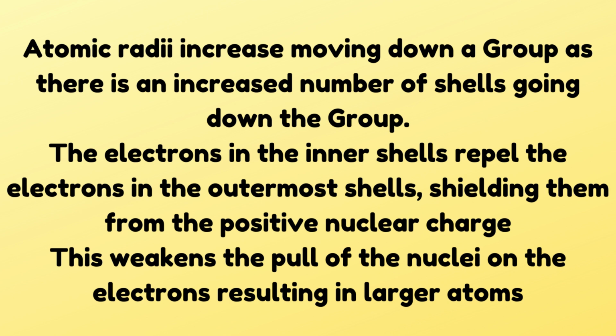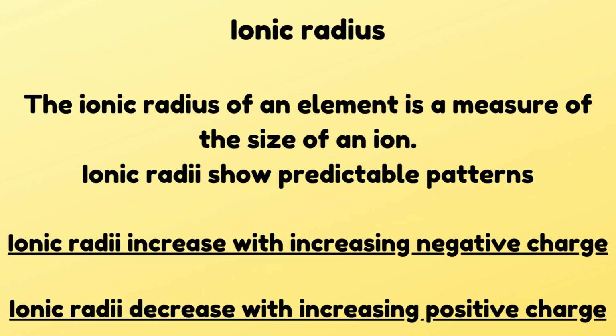So since there is a shielding effect of the inner shells, the outer electrons are not attracted to the nucleus as before. So the size of the atom is more. A similar case with ionic radius. Let's see. The ionic radius of an element is a measure of the size of an ion. Ionic radii show predictable patterns. Look at the pattern. Ionic radii increase with increasing negative charge. Negative charge means more electrons. So more negative charge, more radii.